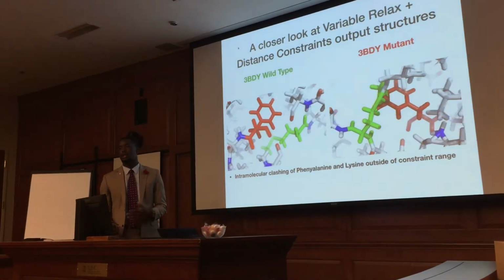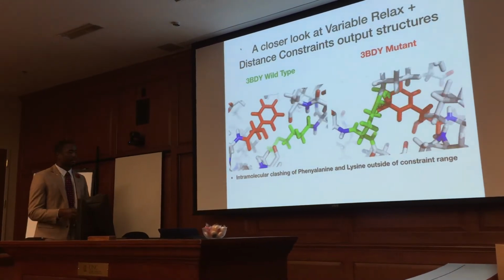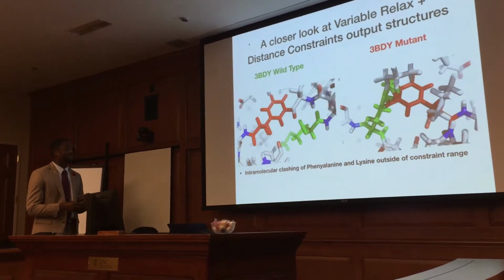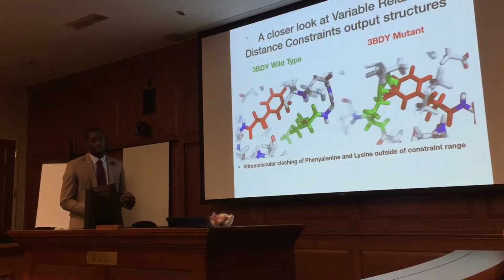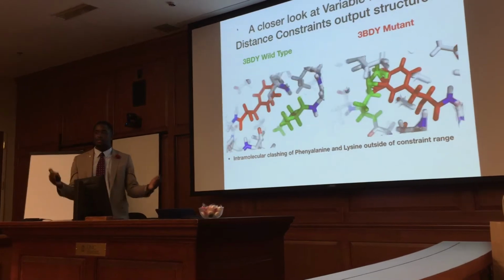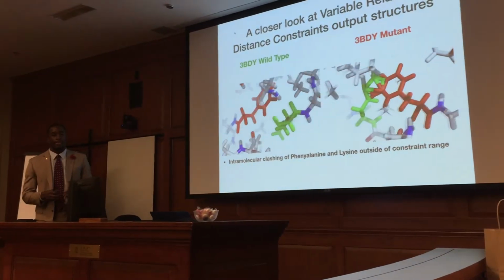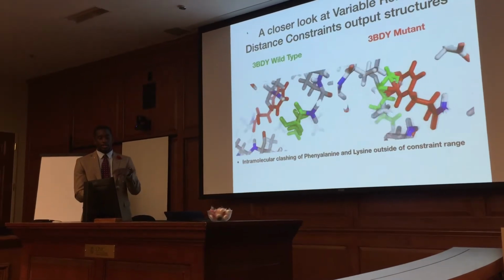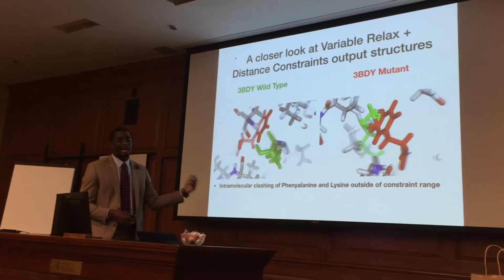I was interested to see why these structures were scored so poorly, and when I looked at the wild type compared to the mutant, I saw that there was a lot of intermolecular clashing outside the distance constraint range. One possible cause is this: picture a sphere, and inside that sphere you have all the residue structures that are constrained. Outside that sphere is unconstrained, and if those residue structures are pulled towards or away from the mutation, that's obviously going to affect the outside structure.